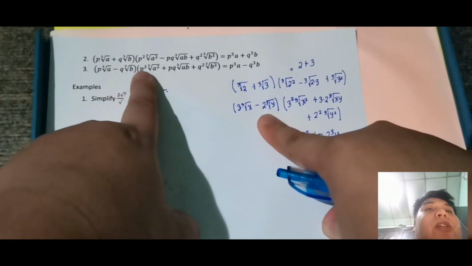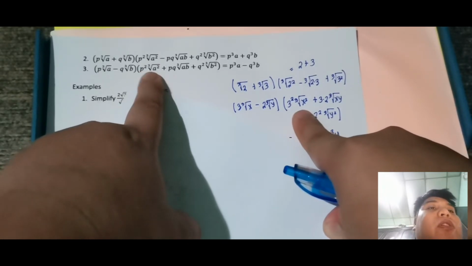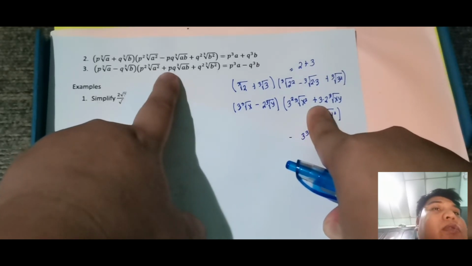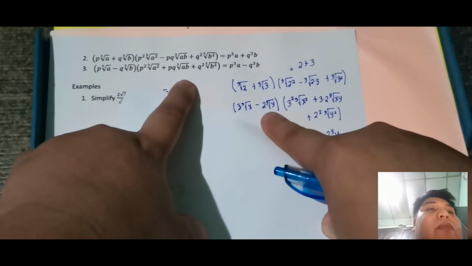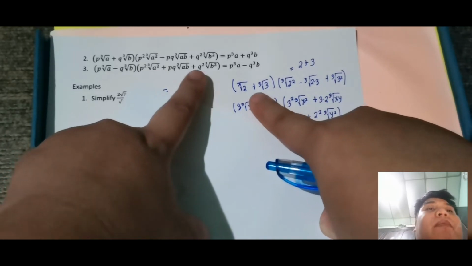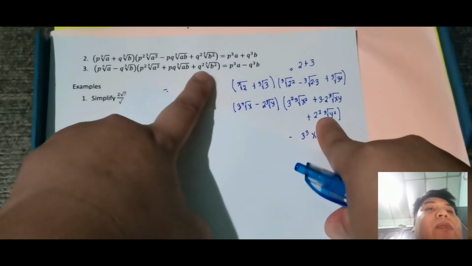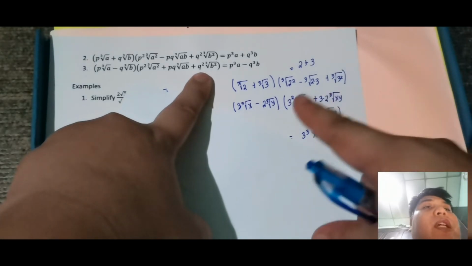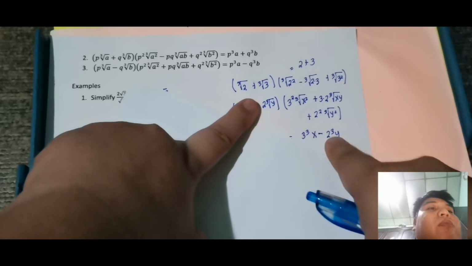Tapos minus. So, ang sabi daw, magiging p squared. So, nangyari yung 3, naging 3 squared cube root of x squared, kasi cube root of a squared plus may pq. Pq is 3 times 2. That's 3 times 2. Then cube root of xy yung nasa loob. Then plus ulit, plus q squared. Q squared is 2. Ayun, 2 squared plus cube root of y squared yung nasa loob. Okay, dun mo siya i-multiply. Ngayon, ano result niyan? Ang result niyan is simply 3 cube x minus 2 cube y.